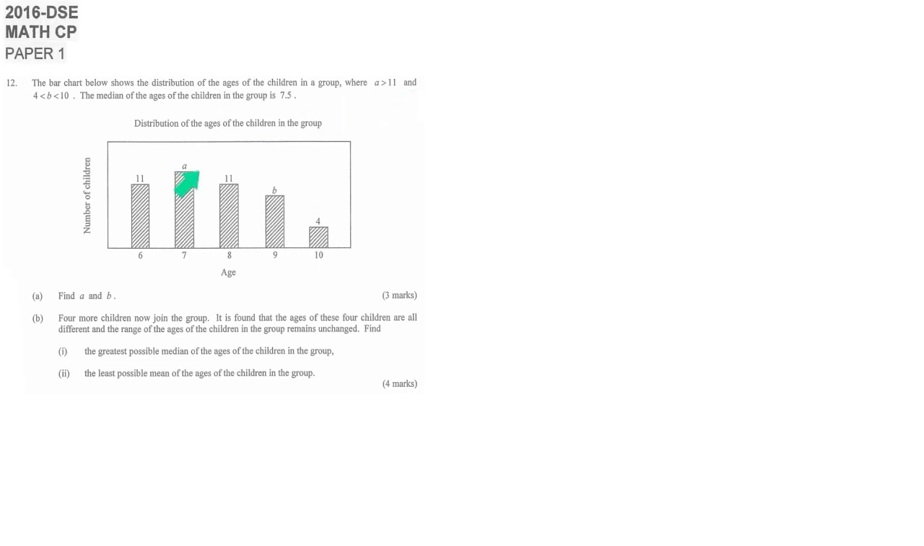In this question, they give you the distribution of the age of children in a group. At the same time, they give us some constraints. A is larger than 11, because from the graph we know that A is taller than 11. And then B, that means this bar is between 4 and 11.